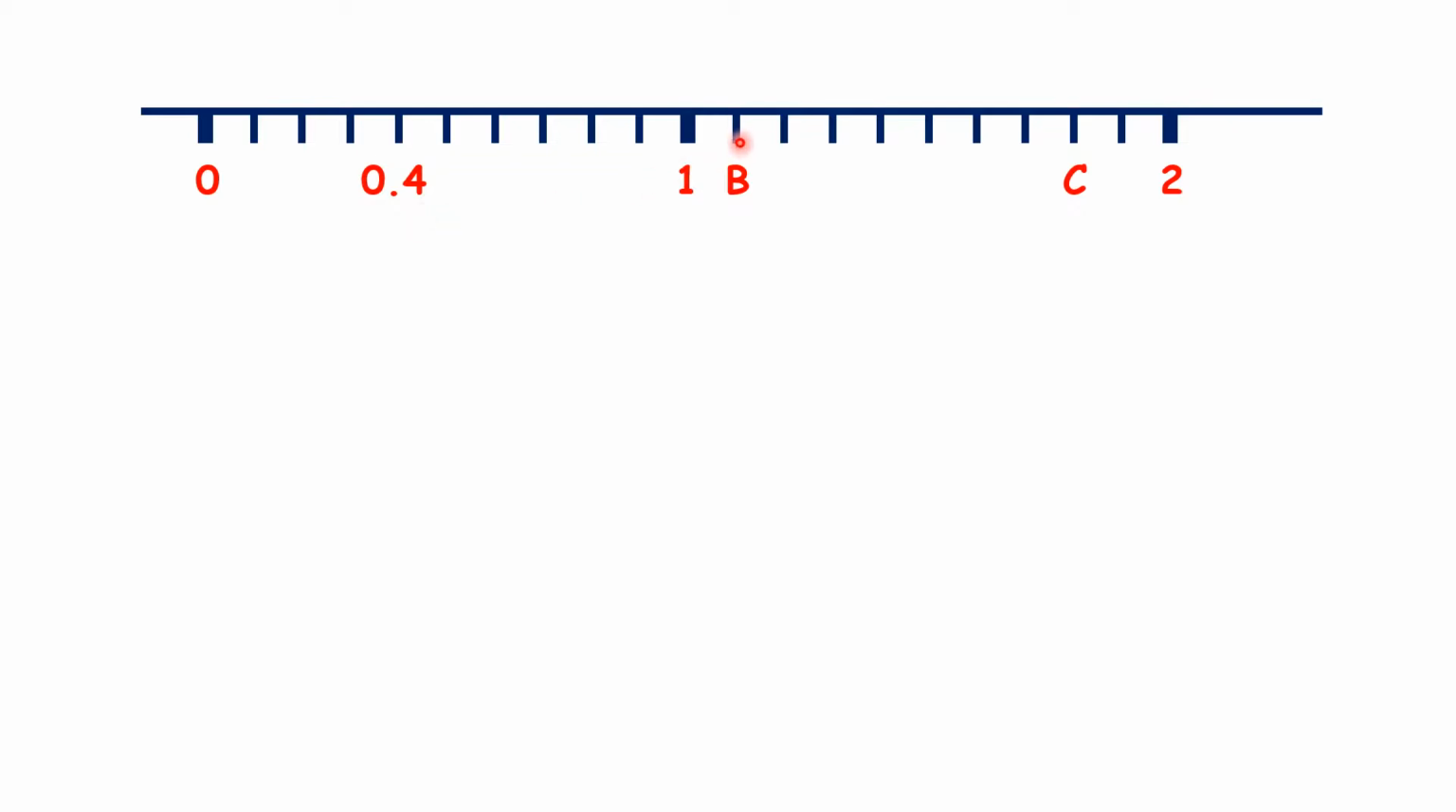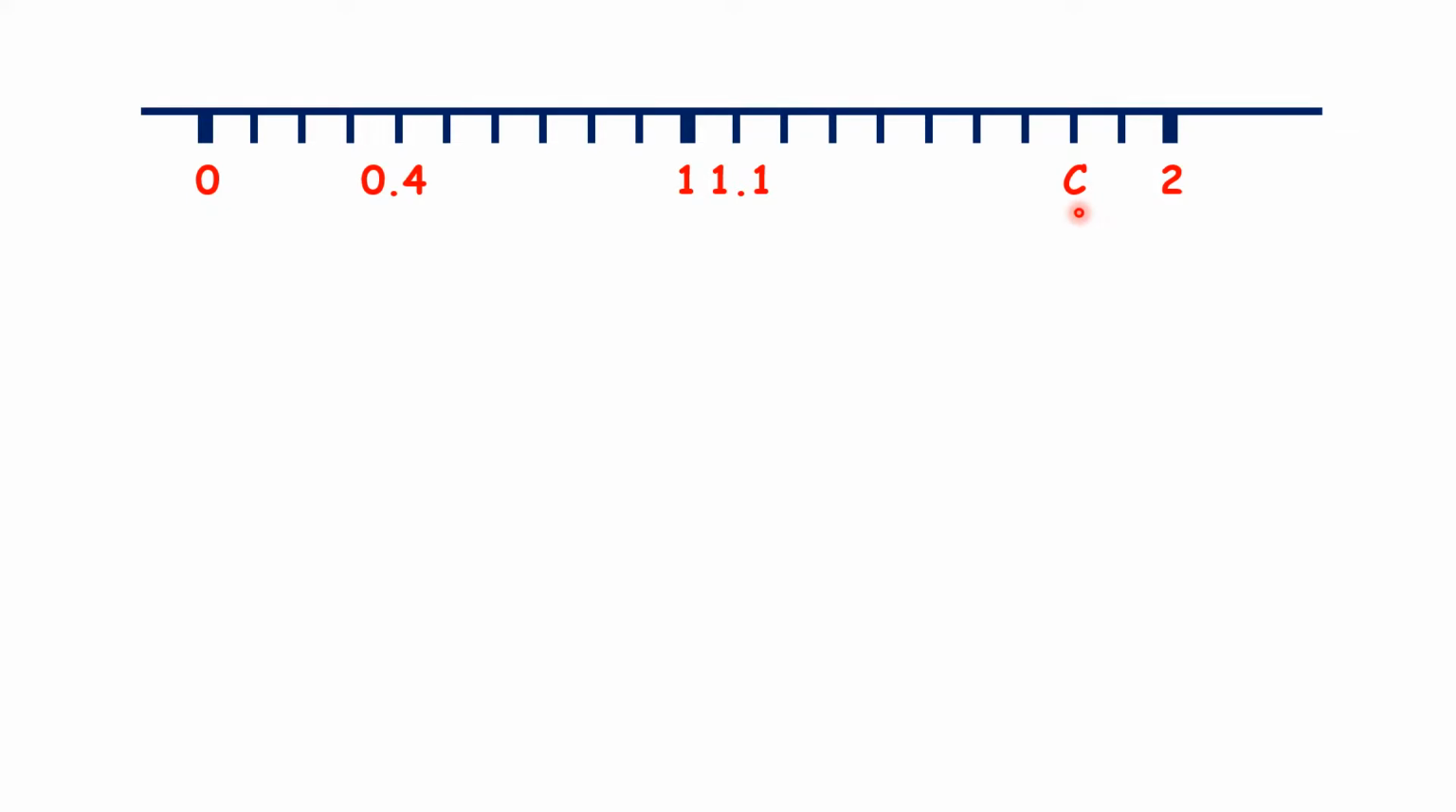Now for point B, we have 1/10 after 1, so we have 1 and 1/10, which is 1.1. So on the number line, we've gone past 1, and then we've gone another 1/10 of the way to the next whole number.